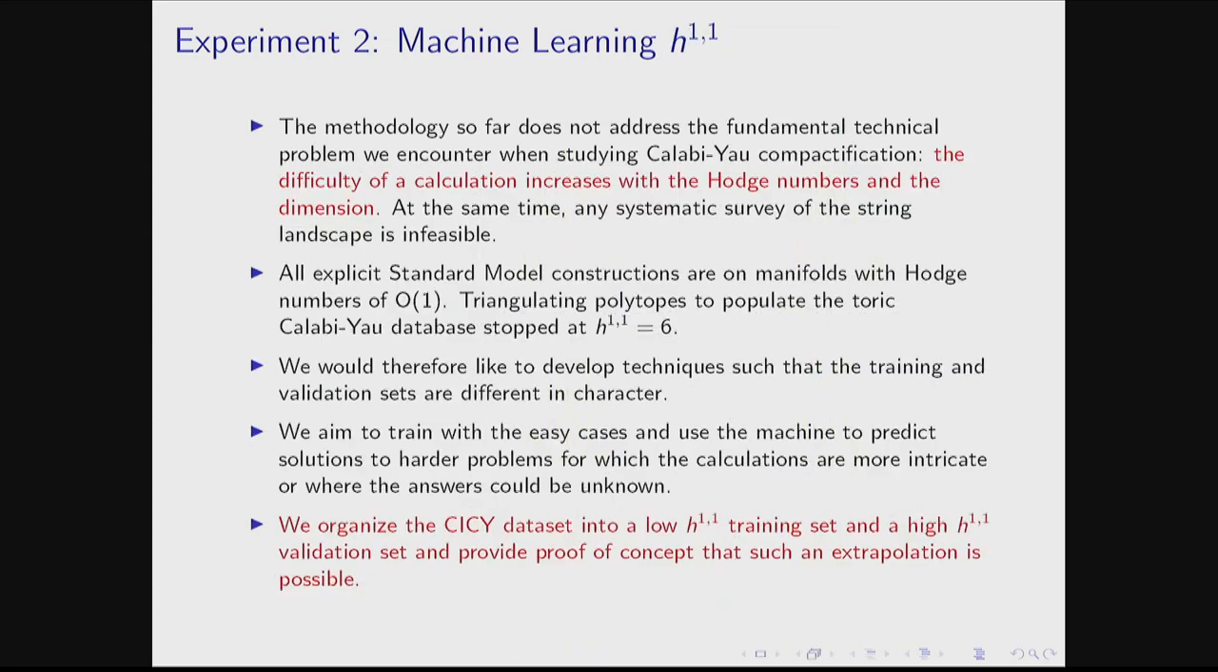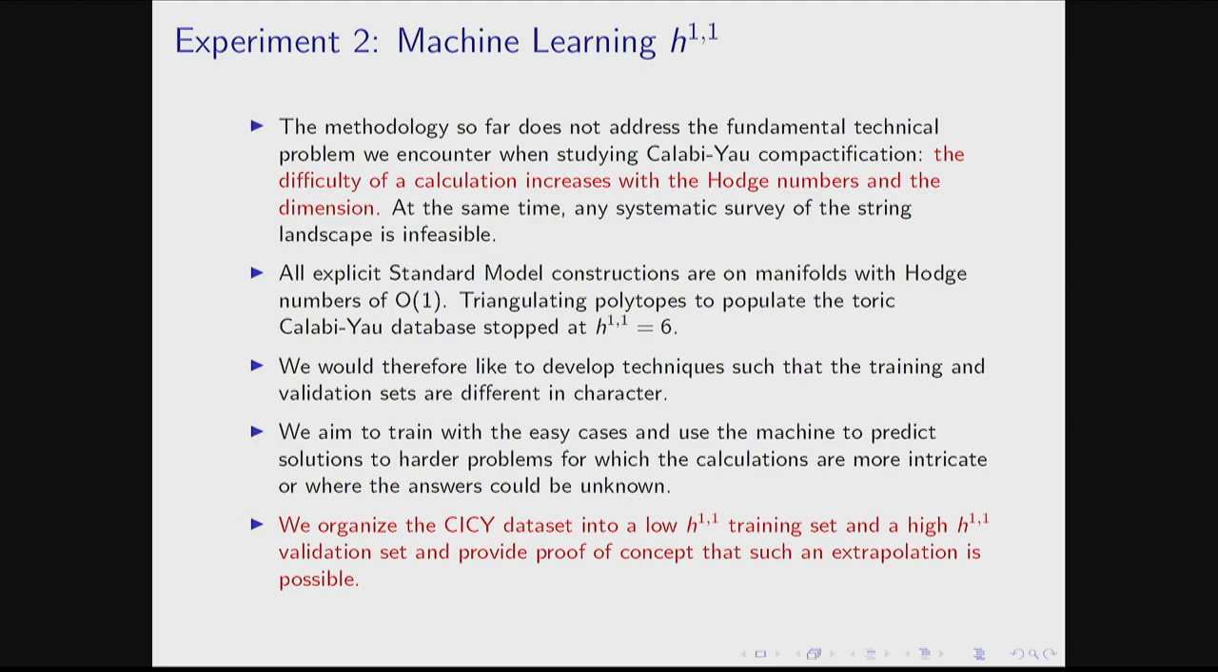Right. So this is probably the most important slide of my talk. The methodology that we have used so far does not really address the fundamental technical issue, which is that the difficulty of the calculation increases with the number of dimensions and the complexity of the manifold. If you have a manifold with a very high H21, you're dealing with a much more difficult beast.